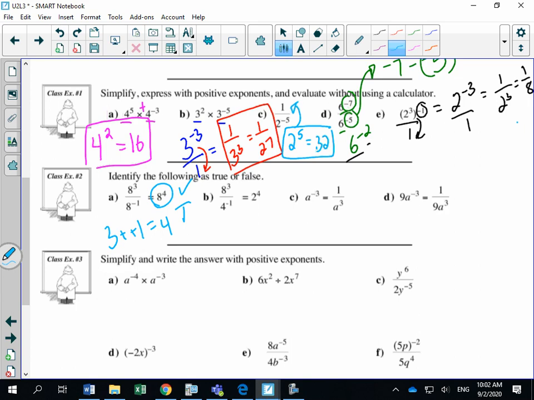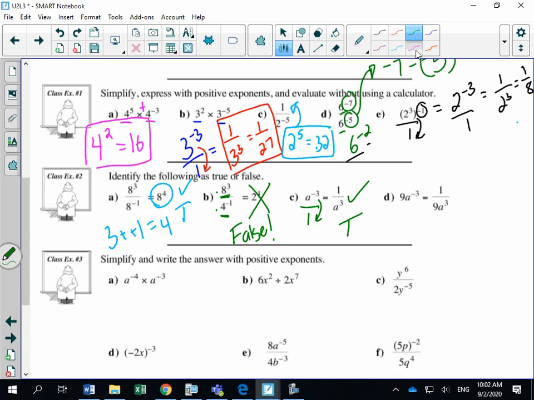This one, 8 to the 3 over 4 to the negative 1. If your bases are different, you cannot divide those numbers. When we're dealing with exponent laws, bases must be the same. So this is false, right? What they did is they said, okay, I'm going to divide 8 divided by 2 or 8 divided by 4. We don't do that, right? We only do our exponent laws when bases are the same. Let's check if C is correct. In order to make that negative 3 positive, I need to write it down there, and I would get that. C is true.